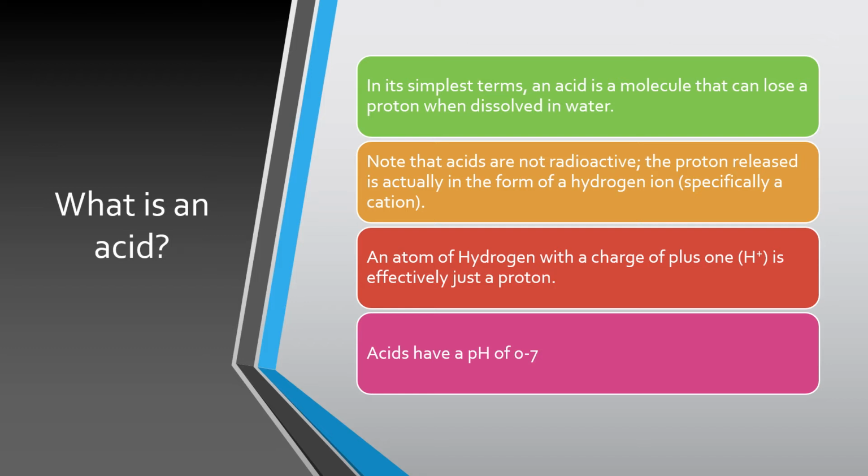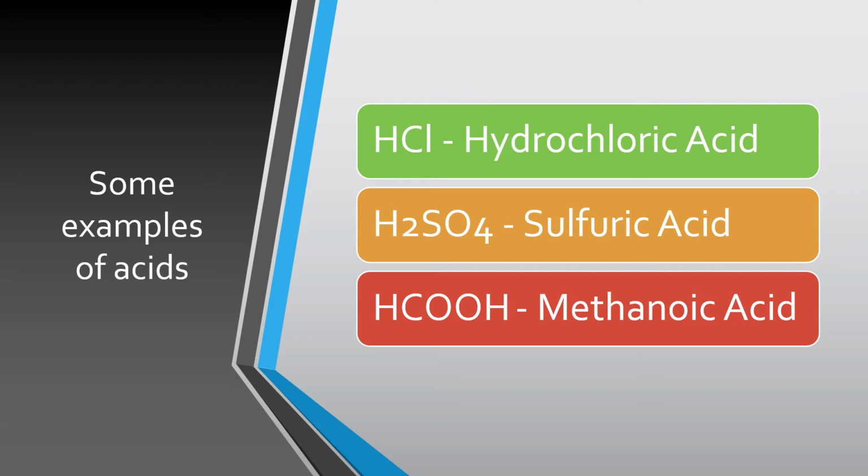Acids, as you may know, have a pH between 0 and 7. We'll get into pH in more detail next time. These are some examples of acids: HCl or hydrochloric acid, H2SO4 or sulfuric acid, and HCOOH or methanoic acid. Methanoic acid is written differently than a lot of chemical formulas because it is primarily used in organic chemistry.